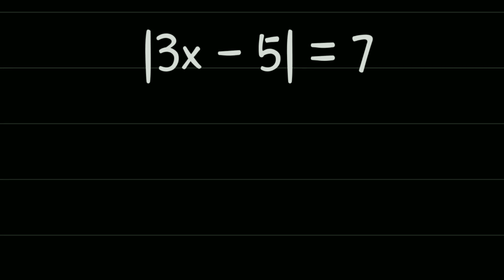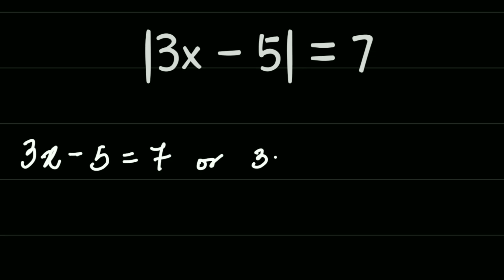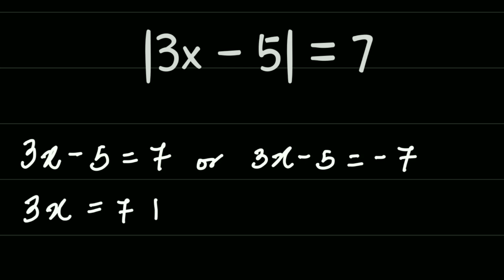So let's solve for this. Now, based on the idea, this is going to be 3x minus 5 equals plus 7, or 3x minus 5 equals minus 7. And so we solve this linearly. We have 3x equals 7 plus 5. For this one, it is going to be 3x equals minus 7 plus 5.